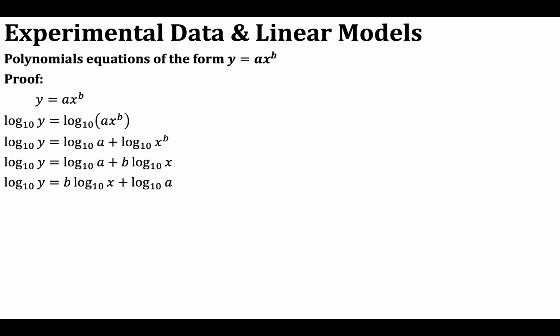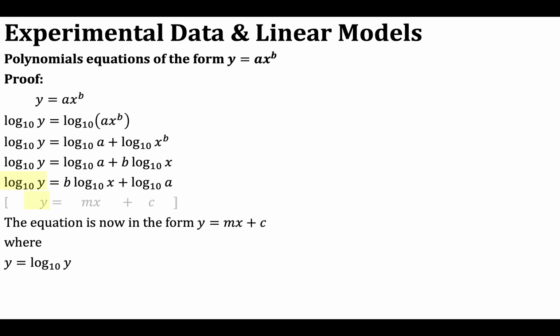And I'm just going to rearrange this a minute, because what I can see here is I've got an equation in the form y equals mx plus c now, which is obviously a linear equation for a straight line that we are familiar with. You can see there that my y is actually log to the base 10 of y. My gradient is b. My x is log to the base 10 of x. And my y-intercept c is log to the base 10 of a.